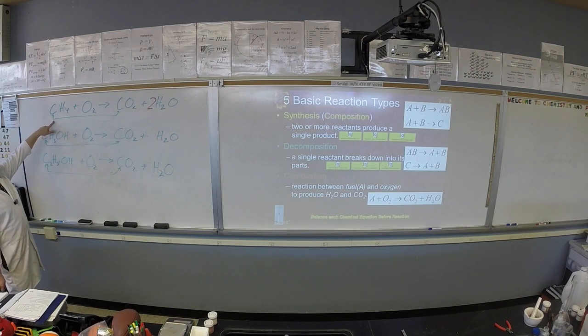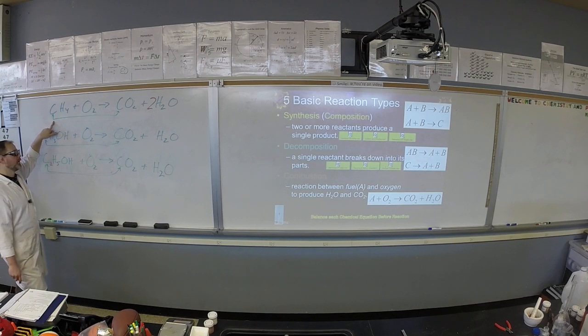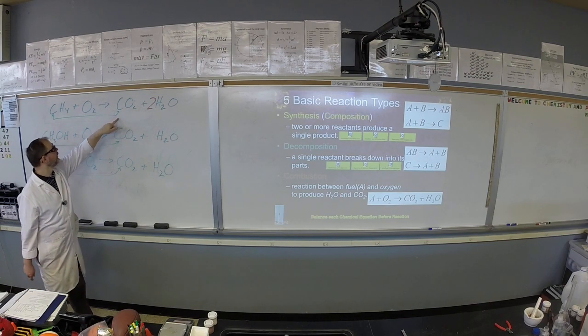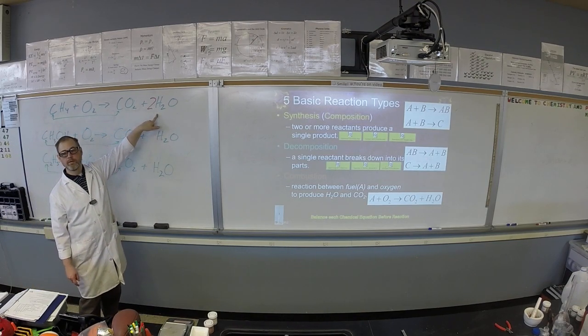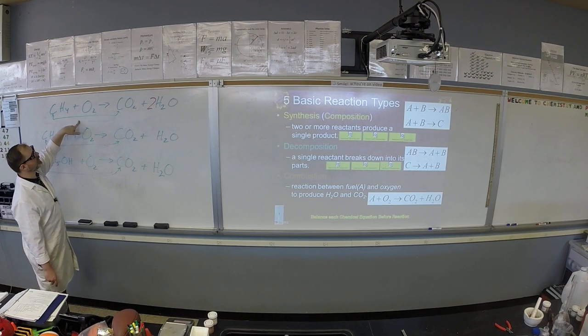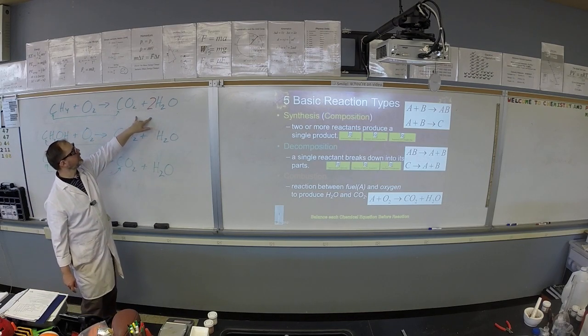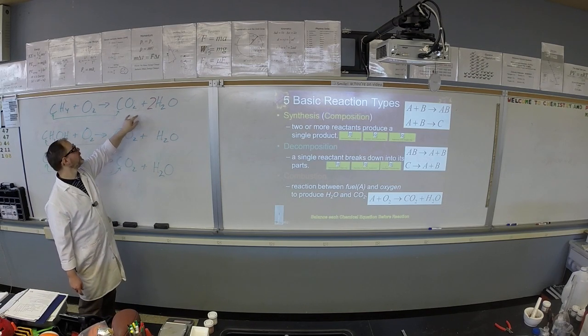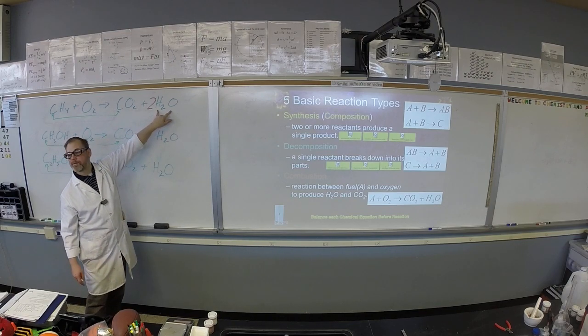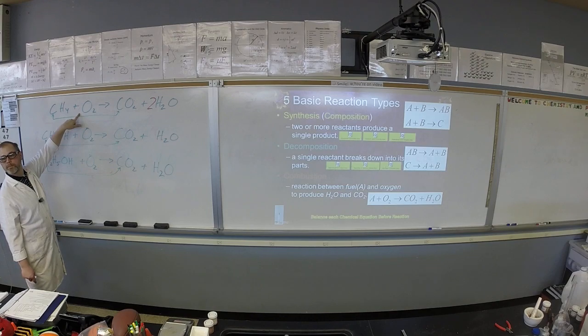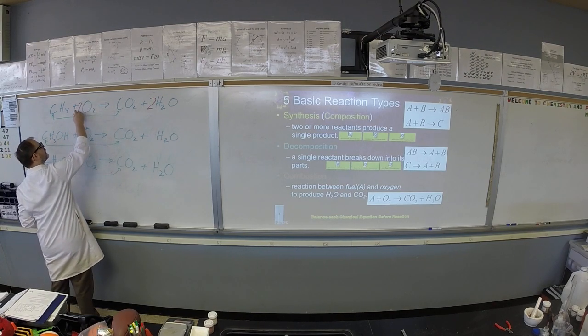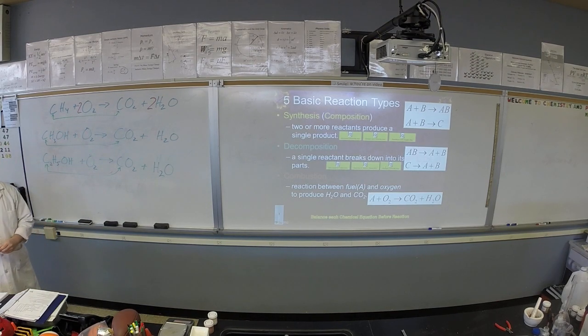So take a look. How many carbons here? 1. How many carbons here? 1. How many hydrogens here? 4. How convenient. How many hydrogens here? 4. How many oxygens here? 2. How many oxygens here? 4. Good, 4. Because you got 2 here and 2 times 1 is here. So we can easily balance this by replacing this number with a what? 2. A 2. And you think you're done.